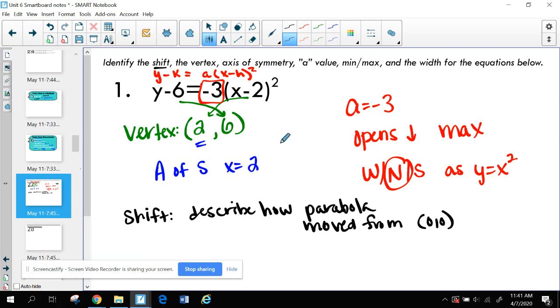Okay, and you just use the vertex. So if I wanted to use the vertex up here, I would say since this is 2, the shift would be right 2. And since it's positive 6, then it would be up 6. And that would be kind of how we describe our shift.